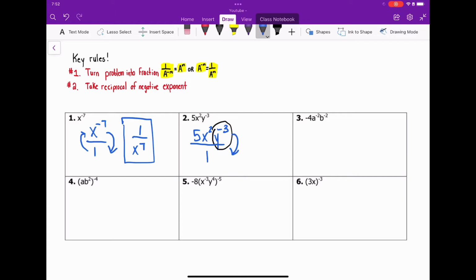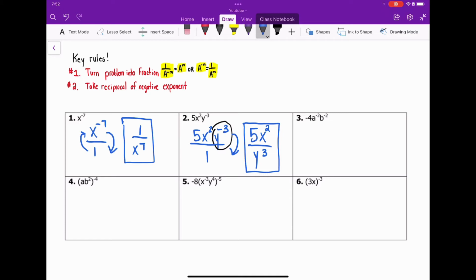So to simplify problem number two, our final answer would be 5x squared all over y to the positive third power. All right. So problem number three now.